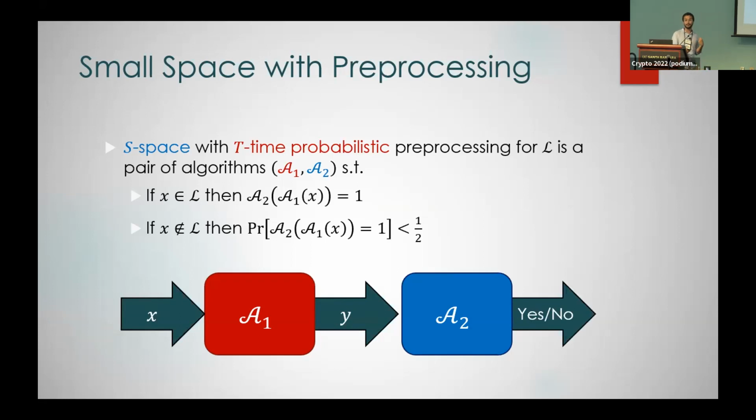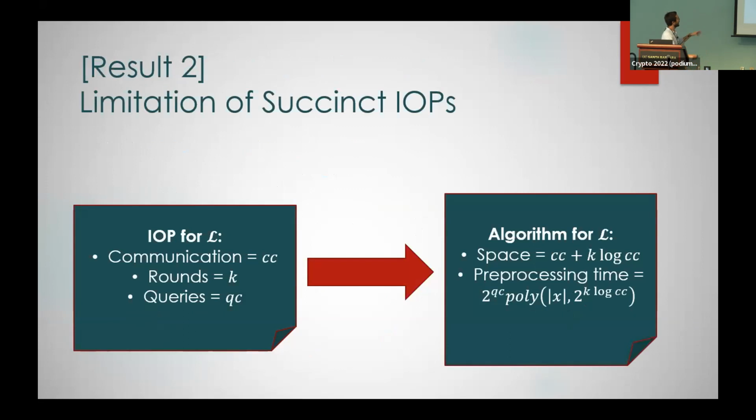So again, if we go back to our compiler, we take a succinct IOP and we produce this sort of algorithm that decides the same language that the succinct IOP decides. And of course, we have the regular requirements of completeness and soundness. Just to put parameters on this, our compiler works as follows. If you give me an IOP that has communication complexity CC, number of rounds K, and query complexity QC, then the space of the algorithm is basically proportionate to the communication. It's just CC plus K times log CC.